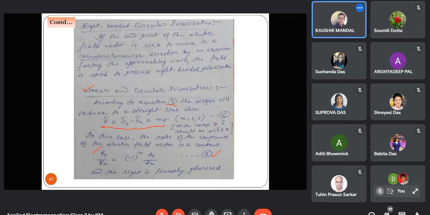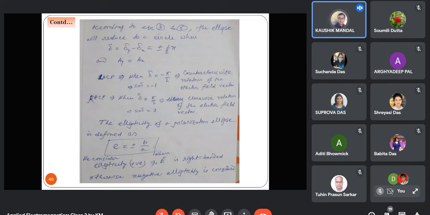So these are the two conditions for an electromagnetic wave to be a linearly polarized electromagnetic wave. First one is the phase difference between the two electric field components Ex and Ey will be an integer multiple of pi, and the ratio of these two components of the electric field vector will be constant. This is about the linear case.